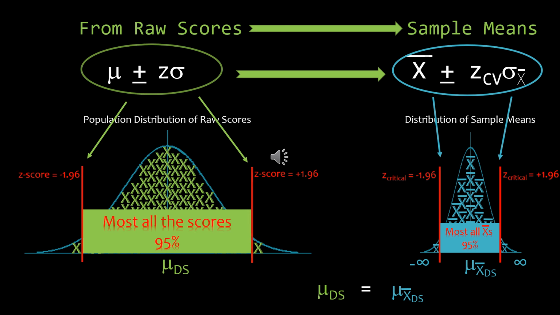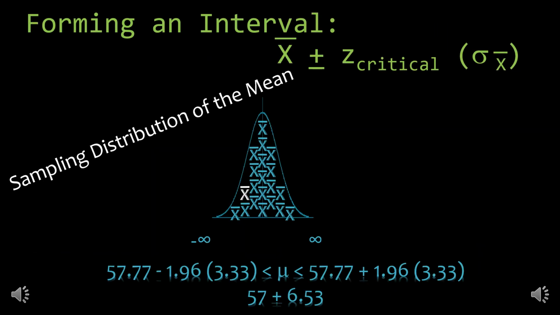That 57.77, that might be any one of those sample means in that sampling distribution of the mean, but likely it is somewhere between those z critical values where 95% of the means are located. Just like most scores, most all the scores in the population distribution of scores, 95% of the scores are between z-scores of plus and minus 1.96. So too are most means. Most all of the means in the sampling distribution of the mean, 95% of the means are between z-critical values of plus and minus 1.96.